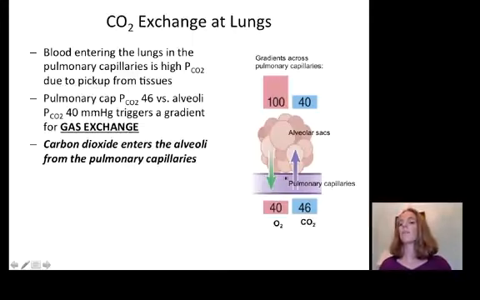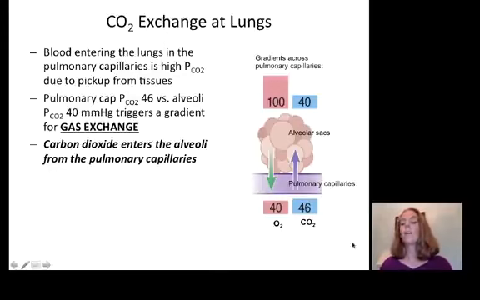Now you should know that the lungs should be higher and the pulmonary capillaries should be lower. And you've memorized these numbers, 100 to 40. Do you see the strategy? Now, what is the value of carbon dioxide in the lungs?